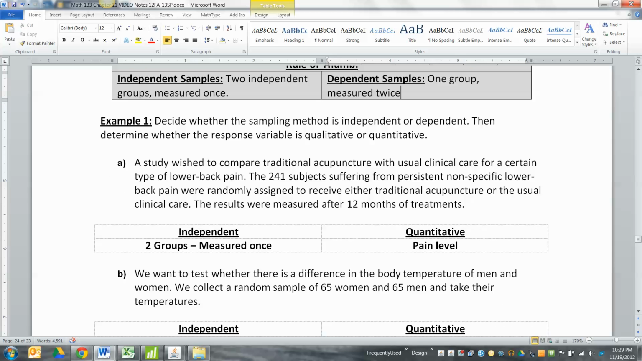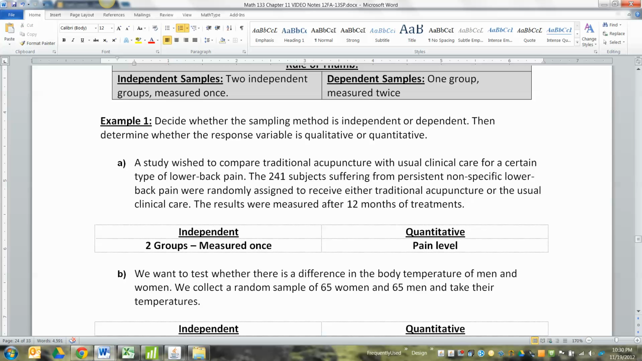Okay. So a study wishes to compare traditional acupuncture with usual clinical care for a certain type of lower back pain. The 241 subjects suffering from persistent nonspecific lower back pain were randomly assigned to receive either traditional acupuncture or the usual clinical care. The results were measured after 12 months. Okay, so this is totally independent.